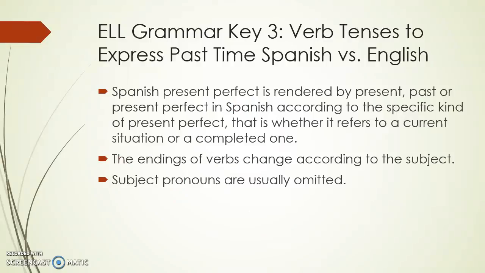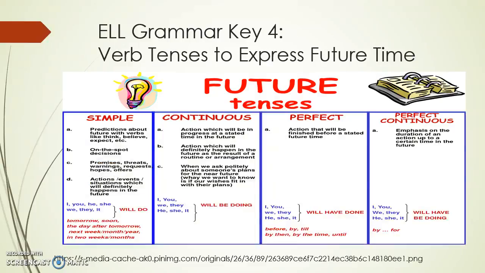English and Spanish. Well, in Spanish, again, the present perfect can have 3 different forms. Present, past or present perfect in Spanish, according to the specific kind of present perfect. That is, whether it refers to a current situation or a completed one. In English, we have just one present perfect with different uses. In Spanish, we have different verb tenses to express that same thing. The endings of verbs could change according to the subject. We conjugate verbs, and subject pronouns are usually omitted.